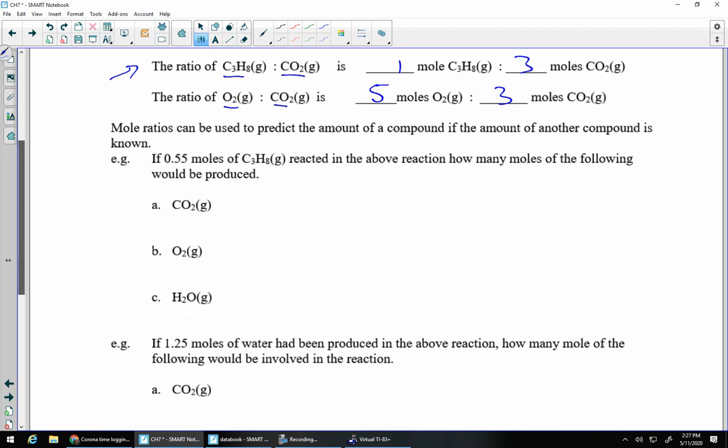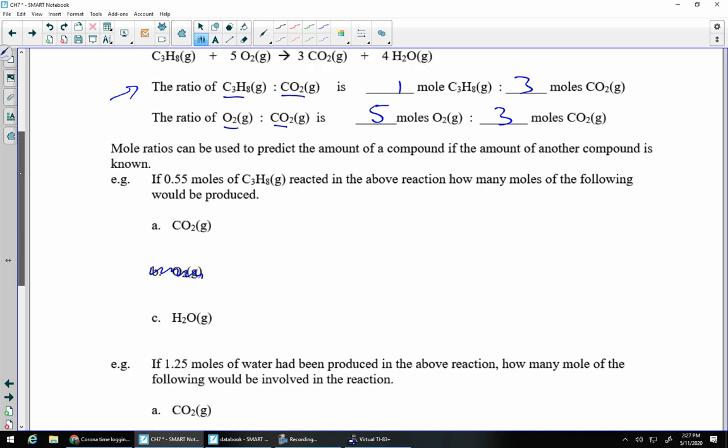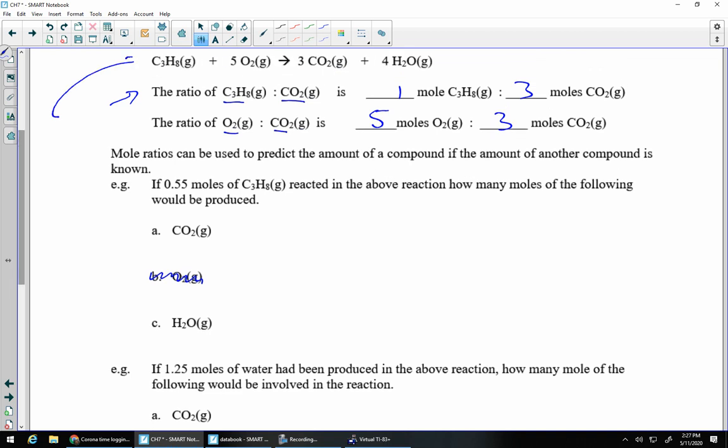For the sake of space, I'm going to cross off the middle one, B, and we'll just look at A and C, using the same chemical reaction that's right up top. It says, if 0.55 moles of propane reacted in the above reaction, how many moles of the following would be produced? We're looking at carbon dioxide. So I'm going to start with 0.55 moles of C3H8, because that's what we're starting with.